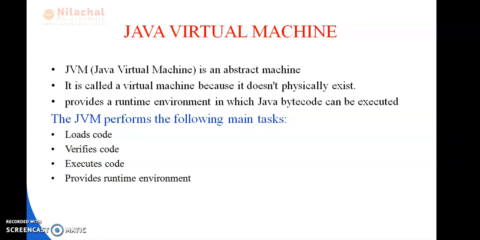What is that? Java virtual machine is an abstract machine. It is called a virtual machine because it doesn't physically exist. It is a virtual machine inside the Java platform. It provides a runtime environment in which Java bytecode can be executed. Because it is a specification, it is available for many hardware and software platforms, and it is platform independent.